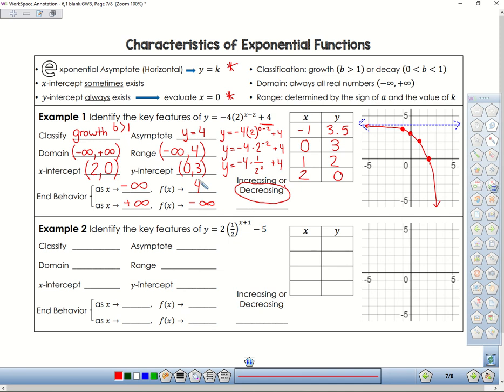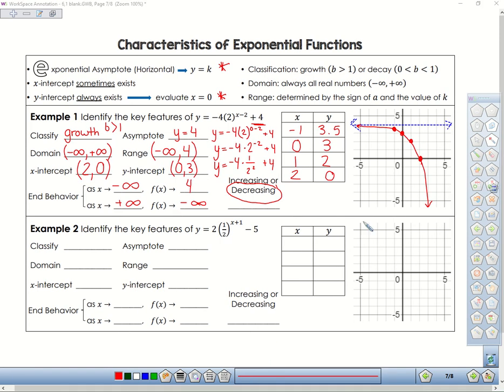So let's try example 2, and then we'll take a break and finish after lunch. So this one we'll do, and then we'll finish up after lunch.